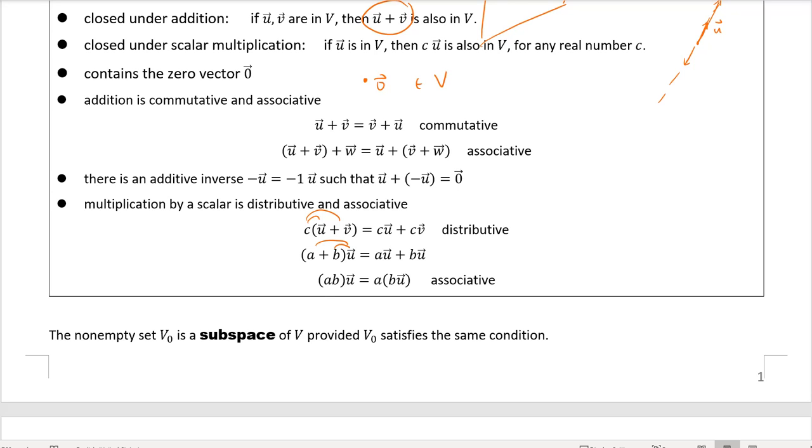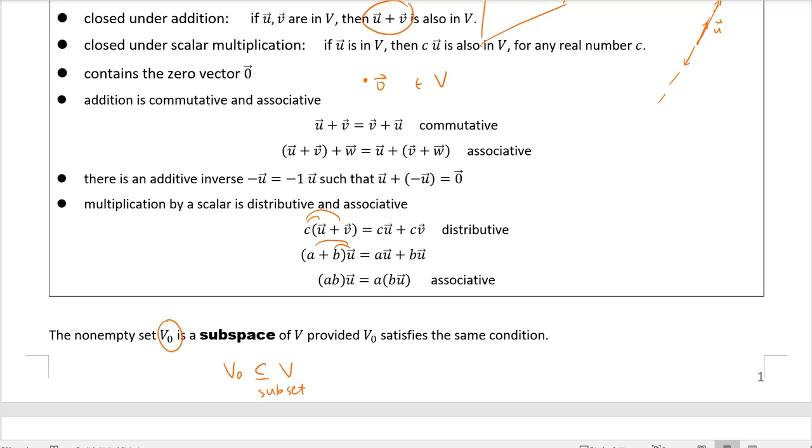Next, the non-empty set V0 is a subspace of V provided V0 satisfies the same conditions. So the non-empty set V0 is a subspace of V. Then, first of all, it must be a subset. So this is subset. Okay, what does subset mean?